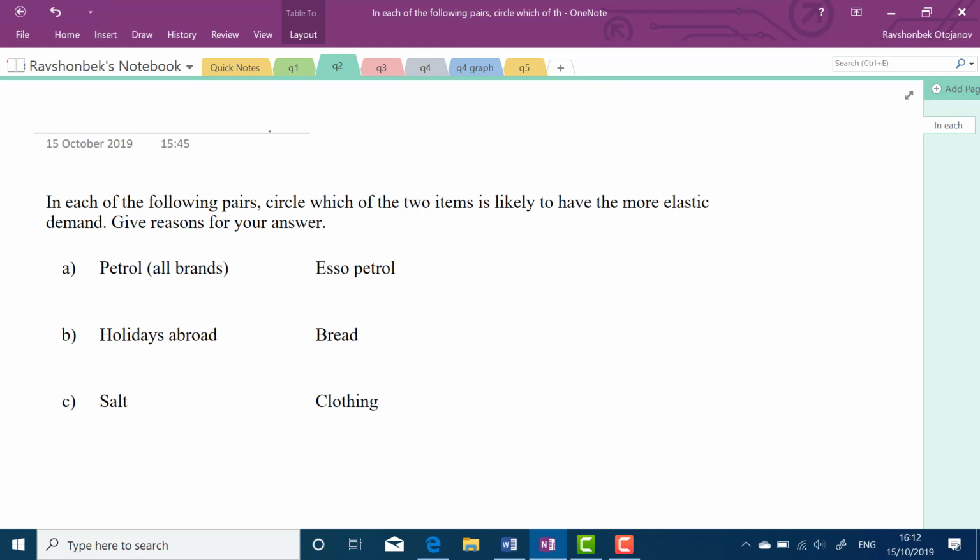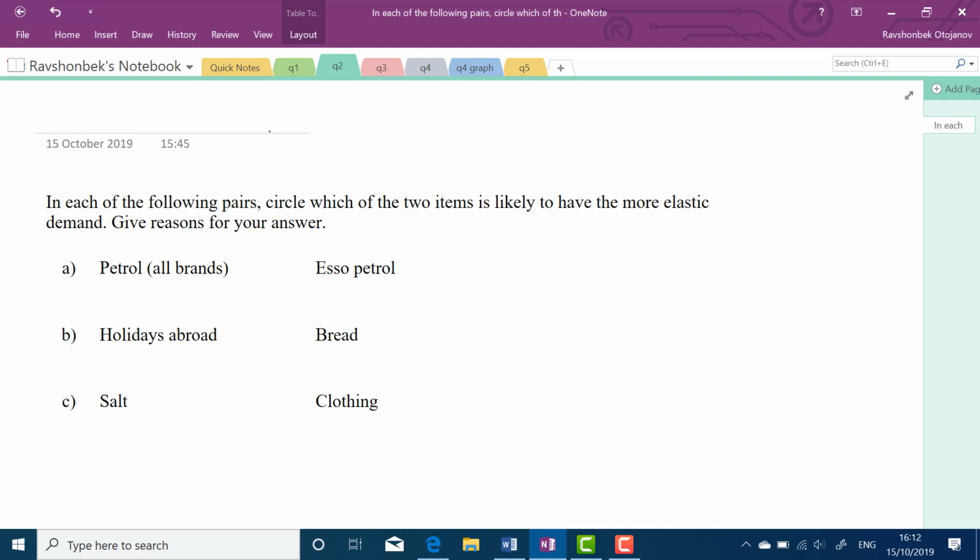Let's get started now. Do you want to answer the first question, 2A? Yes. Petrol would be more likely to have elastic demand. You mean all brands? Yeah, all brands. Can you give your reasoning? Petrol is more expensive in general.